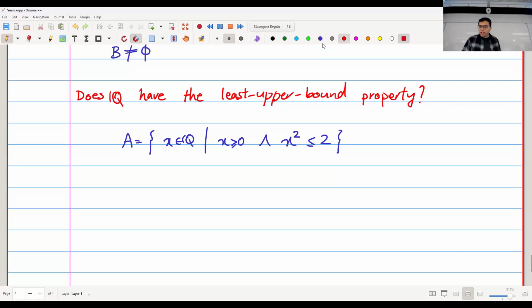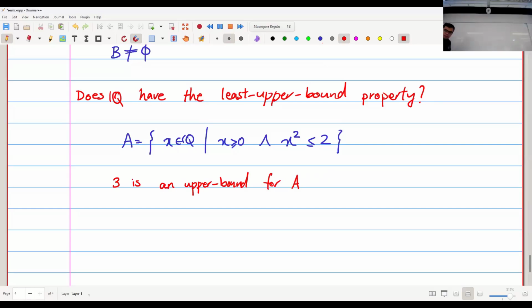Right. Okay, how would you actually prove that this set does not have a supremum? Well, first of all, I have to show that this set has an upper bound. That's pretty easy. I can say that 3 is an upper bound for A. So it's pretty easy to check that every element of A is less than 3.